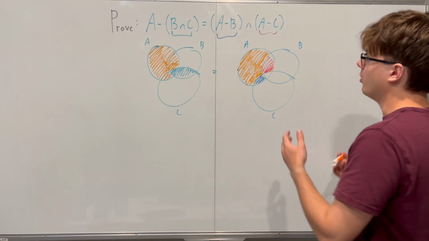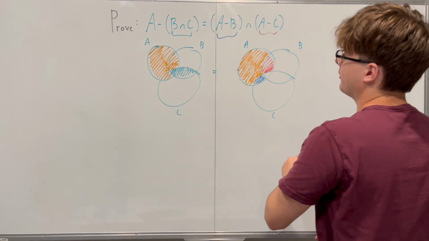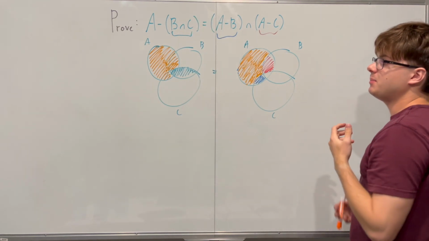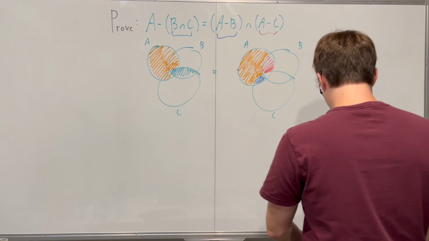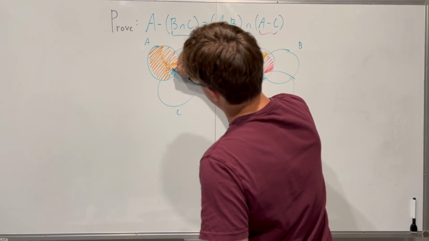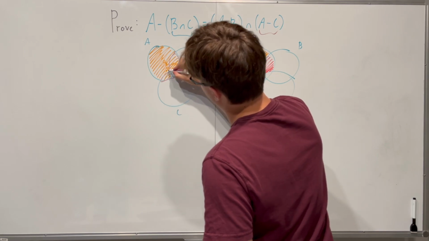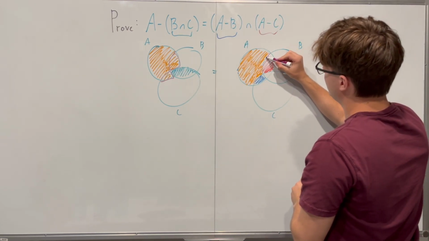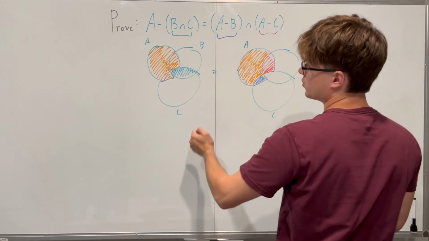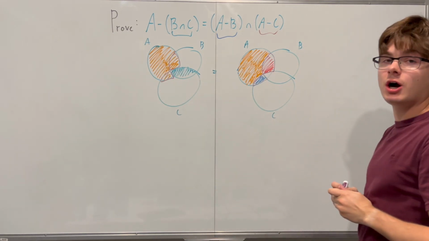Okay, so there we go. Note that the orange area on the right-hand side is not the same as the orange area on the left-hand side, because the left-hand side includes these two regions right here in purple. However, on the right-hand side, these two regions here are not included. So in one case, we are including them. In the other case, we're not including them.